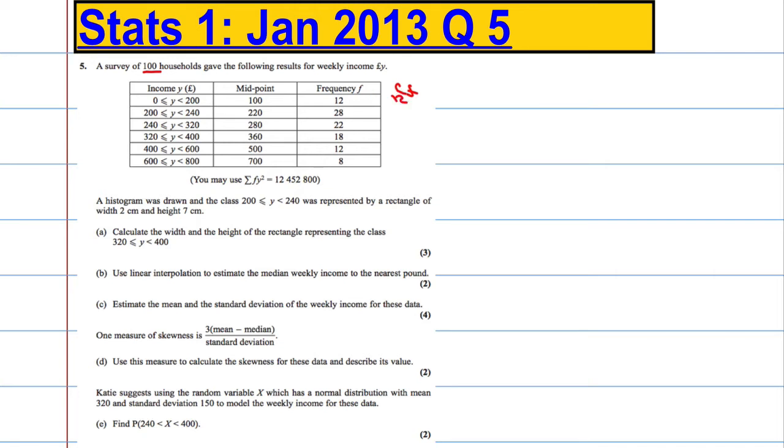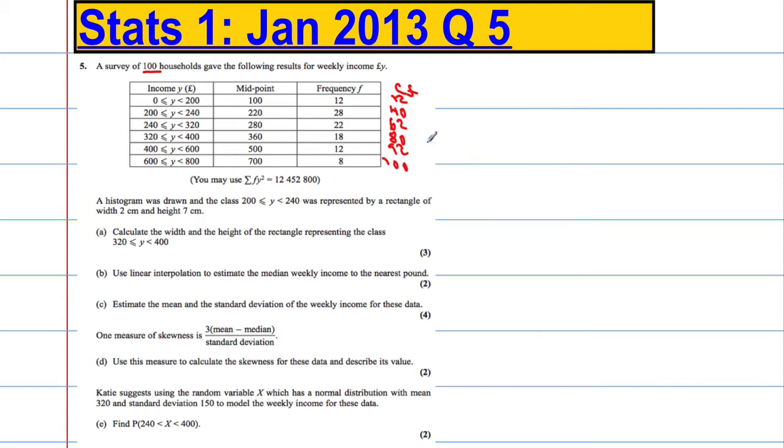We've got 12 and 28 is 30, 30 and 22 is 52, 52 and 18 is 70, 70 and 12 is 82, 82 and 8 is 90, which means I've done something wrong. Let me just double check that. 12 and 28 is not 30, it's 40. It is late in the evening, folks. Let's do that again. So we get 40, 62, 80, 92, and then 100.